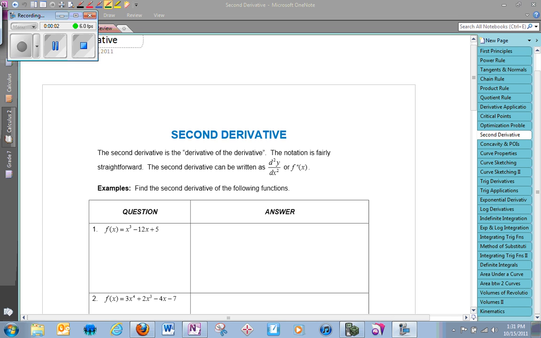Hey everyone, today's lesson is on the second derivative. The second derivative is the derivative of the derivative. Basically, it's the slope of the slope. In order to do the second derivative, I need to take the first derivative.